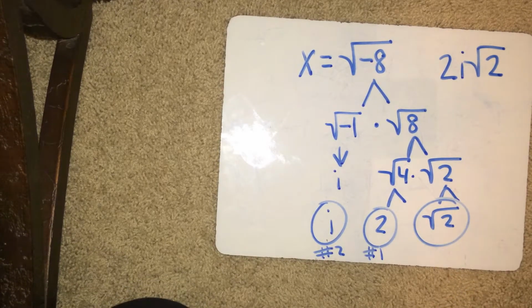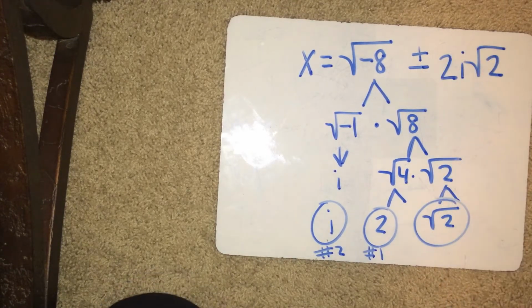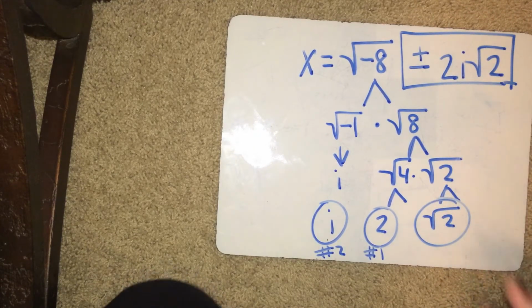And be sure that because you didn't start off with this, you started off with the quadratic equation, that it could be plus or minus, because the answer would be positive or negative. So be sure to write plus or minus whenever you write your final answer, which would be that.